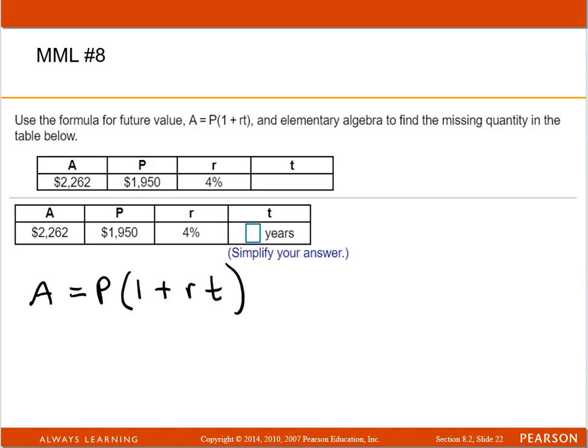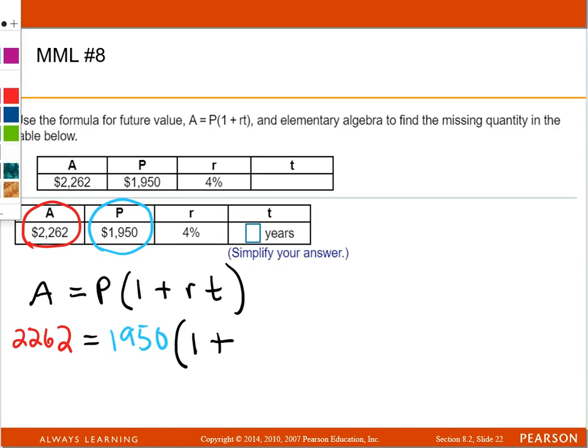All right, I am given A. A is 2,262. I am also given P. That's 1,950. Parenthesis 1 plus, I am told that the interest rate R is 4%, but remember that's really 0.04. And T is what's missing.